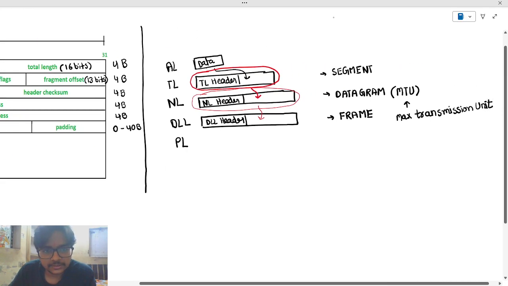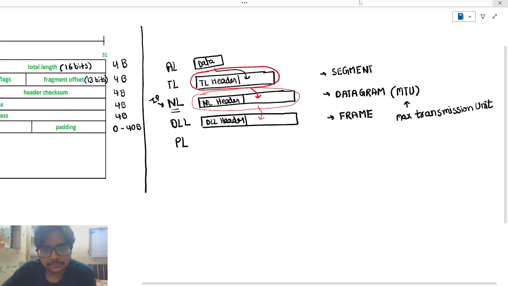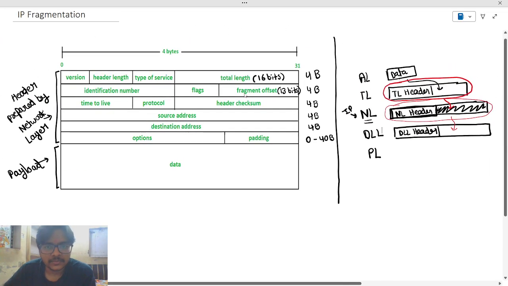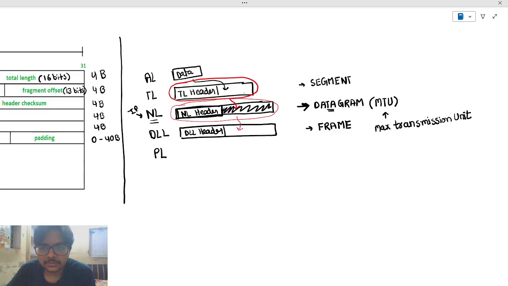At network layer, the IP protocol is implemented. It attaches a header to whatever data that it receives from the transport layer above. Whatever it receives from the transport layer is this one, and the rest is the header that is attached by the protocol at network layer. Now this packet at network layer is termed as datagram. Now datagram, this is also called MTU, that is maximal transmission unit.